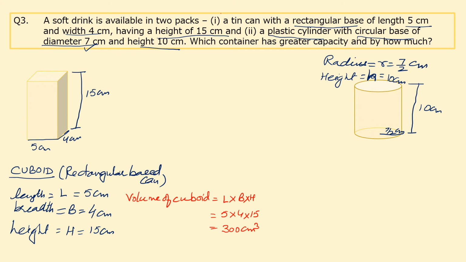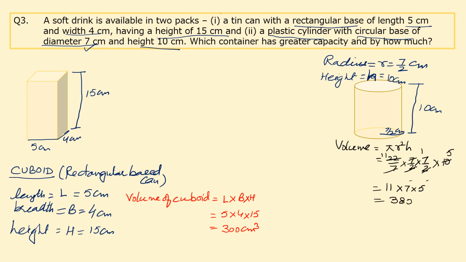Now let's find the volume of cylinder. So its volume of cylinder is pi r square h. Pi is 22/7, r square, that is 7/2 into 7/2, and its height is 10. 7 and 7 they are cancelled out. 2 5s are 10 and 2 11s are 22. So we have 11 into 7 into 5. 7 5s are 35. 35 into 11 will be 385.